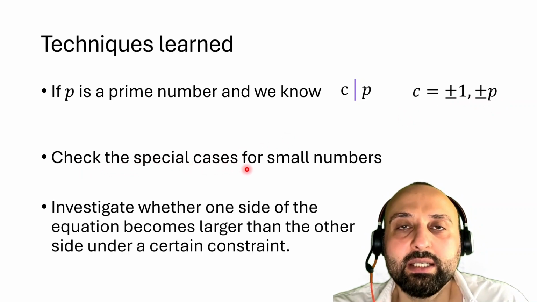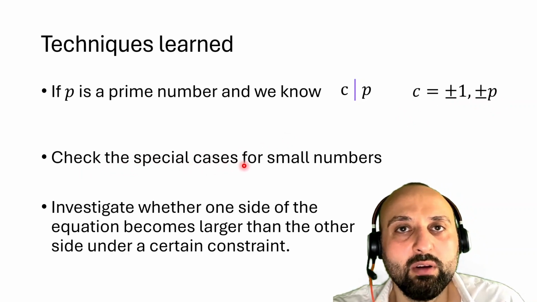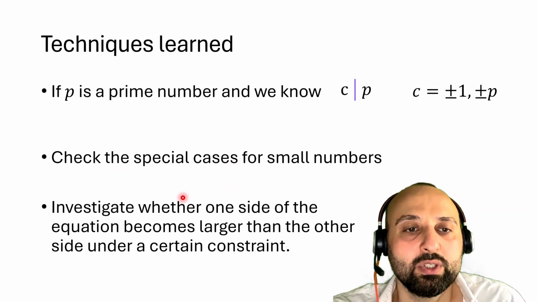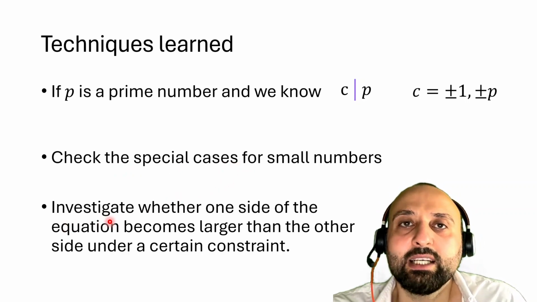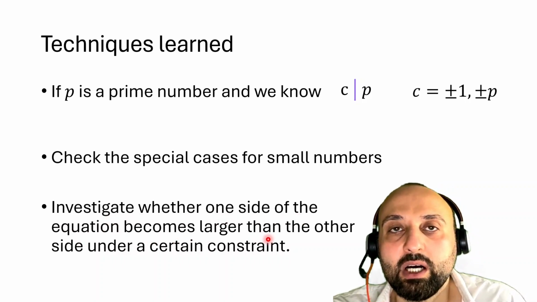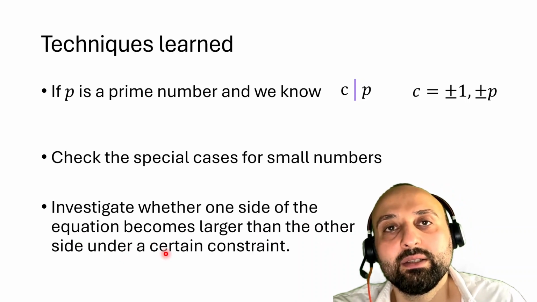Second, check the special cases for small numbers. So always try the first few numbers. Maybe you get some ideas what the solution will look like. And the last point is to investigate whether one side of the equation becomes larger than the other side under a certain constraint.